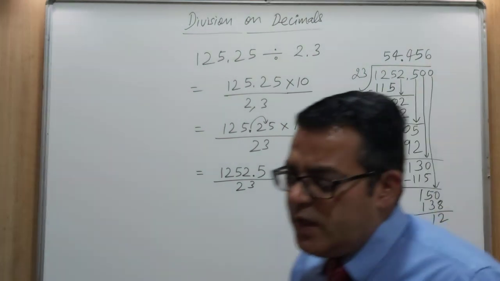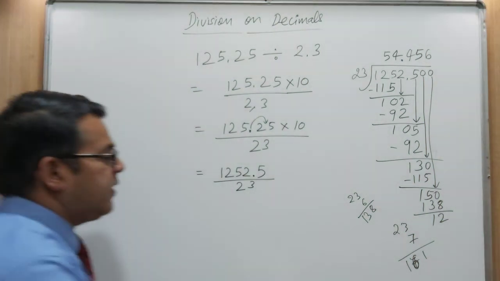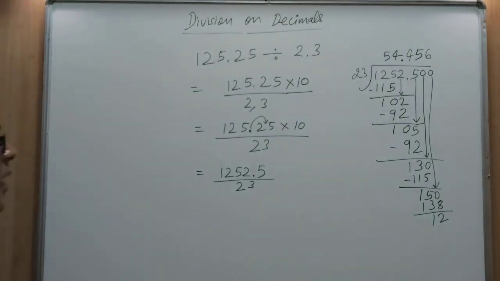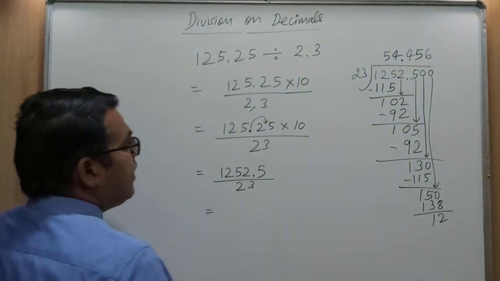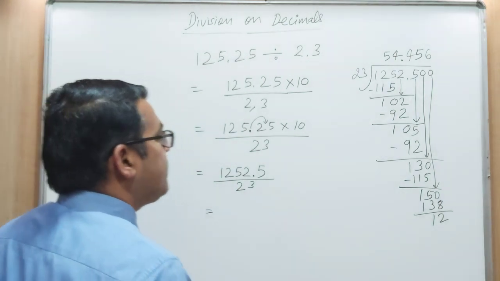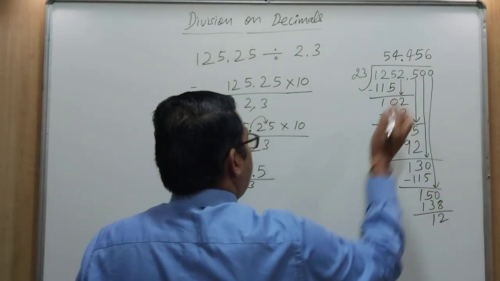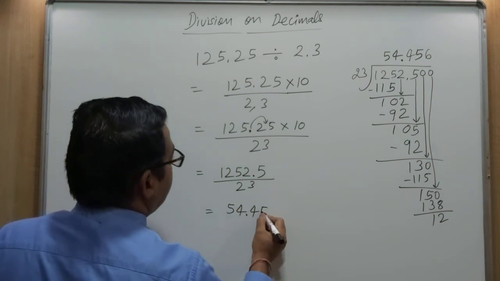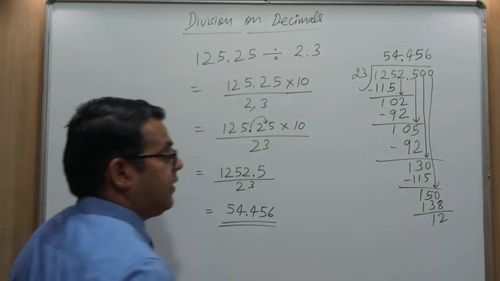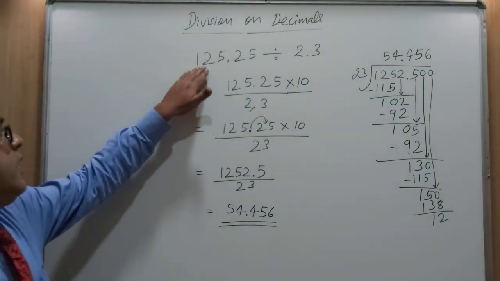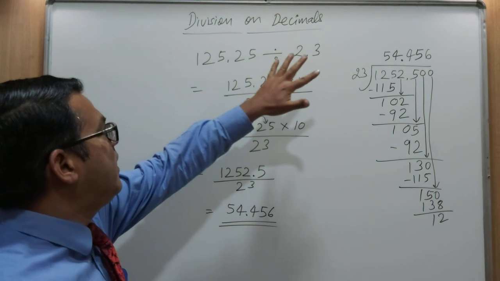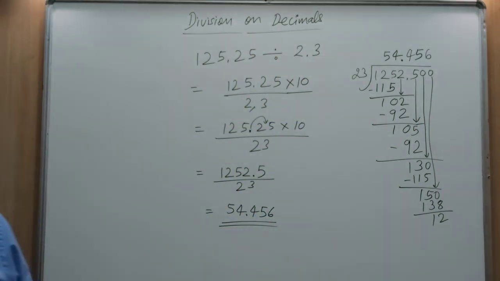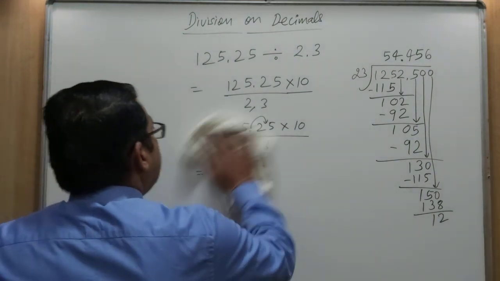12. Now you can leave it here only because it seems that it will never end. Digits will repeat after some time, so no need to worry. Find the answer till 3 to 4 places. So we have already calculated till 3 places after the decimal point. So 54.456 is the answer. So if we divide 125.25 by 2.3, we have 54.456.